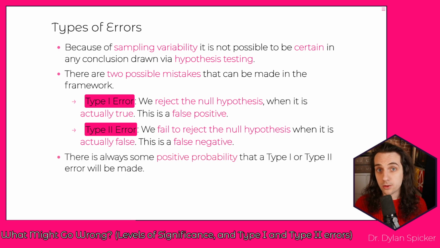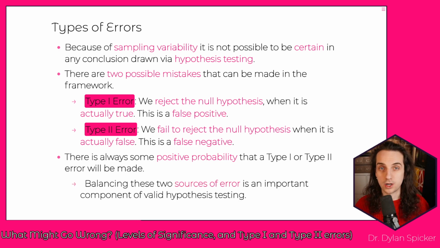There's always going to be some positive probability that either a type 1 or a type 2 error will be made. Any test that gives you a 0% chance of making a type 1 or a type 2 error is not going to be a useful test, right? So there's always some chance that we're going to make one of these errors, depending on the conclusion that we draw. When we're thinking about trying to select the level of significance, and about trying to calibrate our tests, what we're really thinking about is how we can control the type 1 and the type 2 error, and moreover, which of these is going to be more important for us to control. Trying to balance out these sources of error is going to be an important component of actually doing valid hypothesis testing.